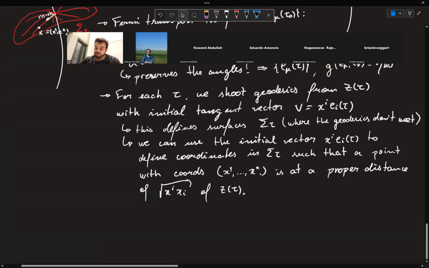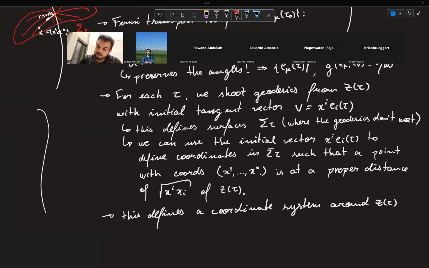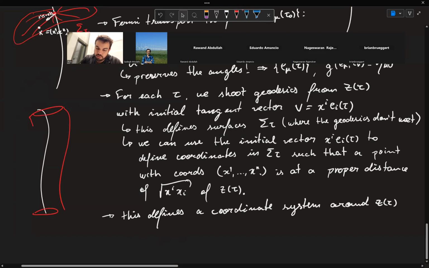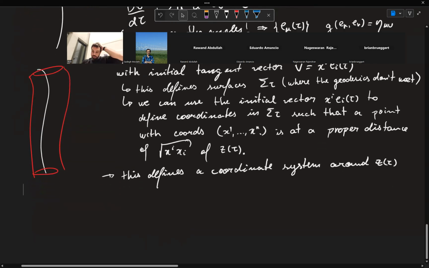Now you do this for each tau. This defines a coordinate system around z of tau. So the region where these coordinates will be defined will basically be something that will look like this. Maybe it's larger, maybe it's smaller, depends on the details of the trajectory and when the geodesics meet and everything like this. But now you have these local rest surfaces and everything like this.